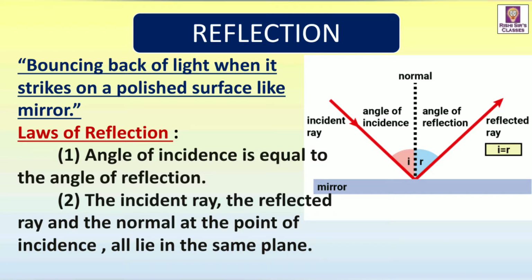So the first law states that the angle of incidence is equal to the angle of reflection. And the second law states that the incident ray, the reflected ray and the normal at the point of incidence all lie in the same plane.